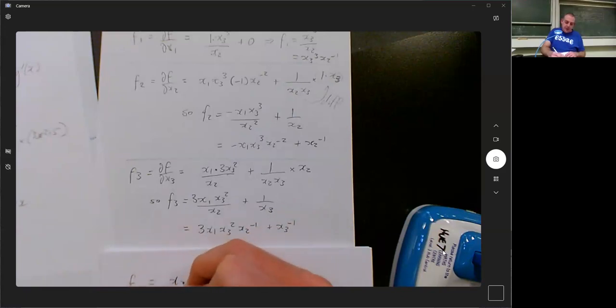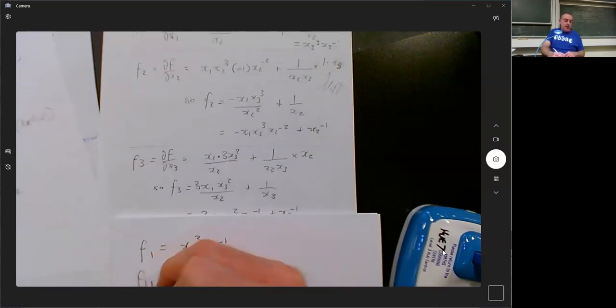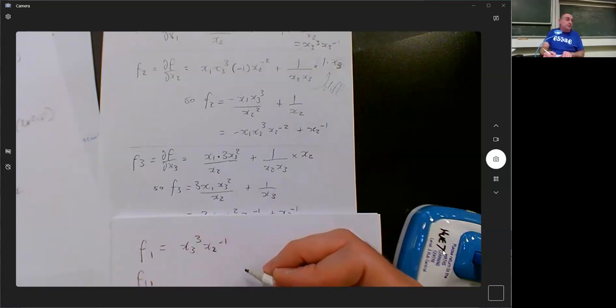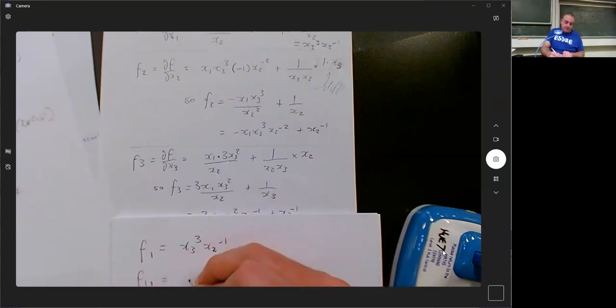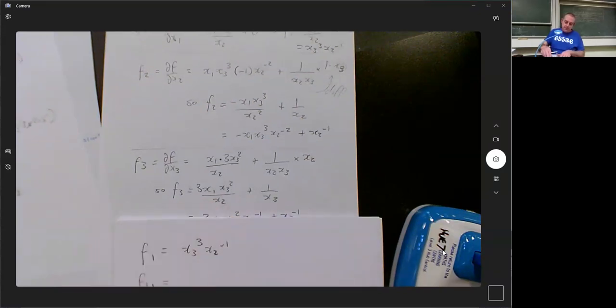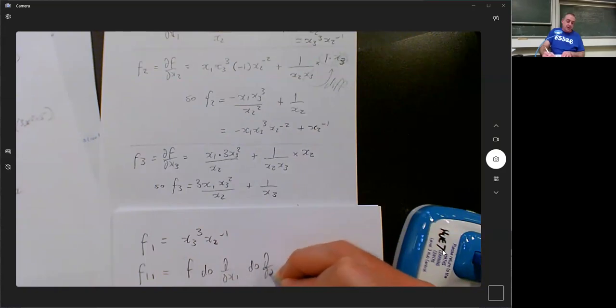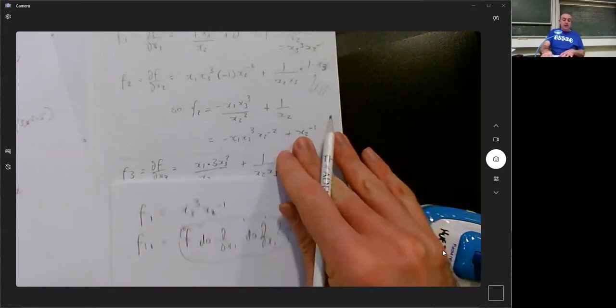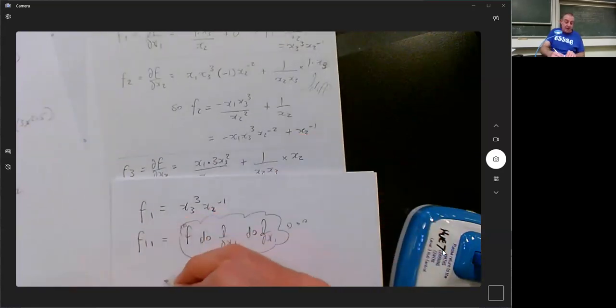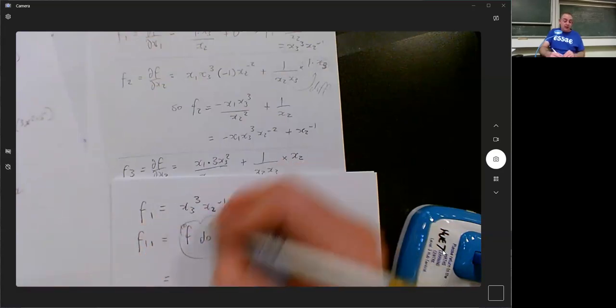So f1 was equal to this, x3 cubed x to the minus 1. So f11 is differentiate this with respect to x1. That's what that means. So just to say, we start with f and we do d on dx1, and then we do d on dx1. That's what we're imagining that means. So we've already done d on dx1 to get to this, and so we'll do it again. And the x, that doesn't have an x1 in it, and so the answer will be 0.